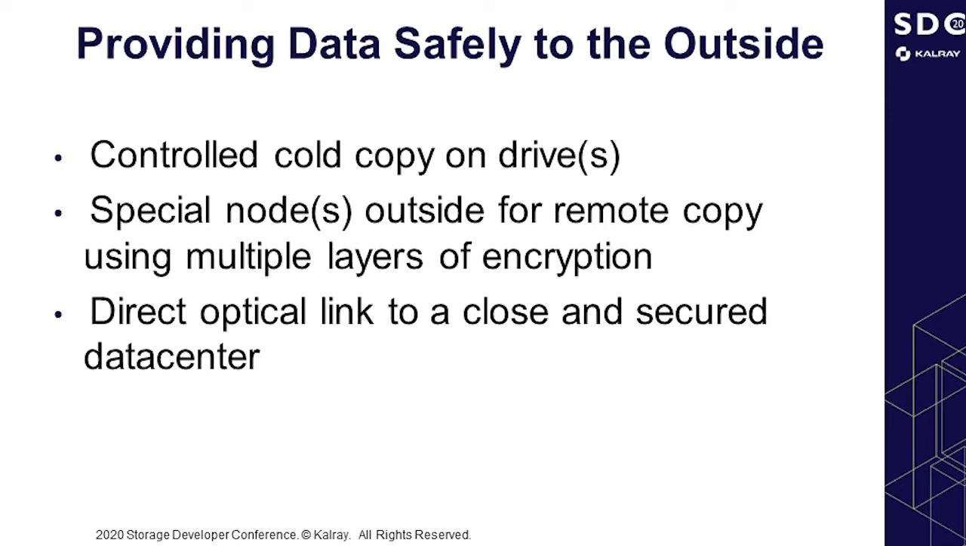The ways we can take data out of the sites are very limited today. You can do a controlled copy on a drive. It means that the researcher or scientist has to extract all the results they need from their experiment, and it has to be controlled by a third party and validated so the drive can go off-site. You can also sometimes find special nodes outside for remote copy using multiple layers of encryption. I'm thinking about dedicated nodes outside the dark site, connected to the dark site through an IPsec tunnel or this kind of thing, where you push only encrypted data. And very often we also find a direct optical link between the dark site and the outside of the site, very often to a close location, maybe a few hundred meters from the dark site. A direct link is a secure way to push some data outside.